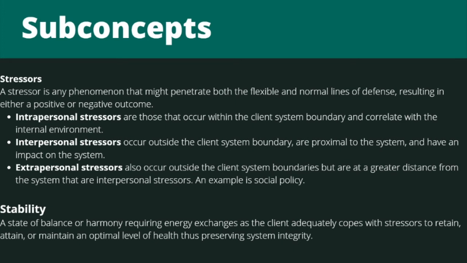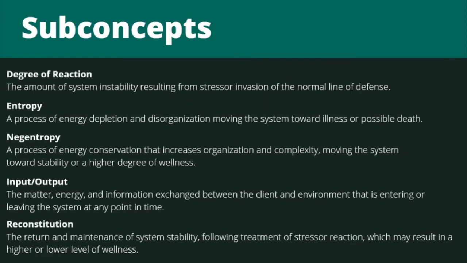Next is stability, a state of balance or harmony requiring energy exchanges as a client adequately copes with the stressors to retain, attain, or maintain an optimal level of health, thus preserving the system's integrity. Next, degree of reaction, the amount of system instability resulting from a stressor's invasion of the normal line of defense. Next is entropy, a process of energy depletion and disorganization moving the system towards illness or possible death. Next is negentropy, a process of energy conservation that increases organization and complexity, moving the system towards stability or a higher degree of wellness. Next is input or output, the matter, energy, and information exchange between the client and environment that is entering or leaving the system at any point in time.